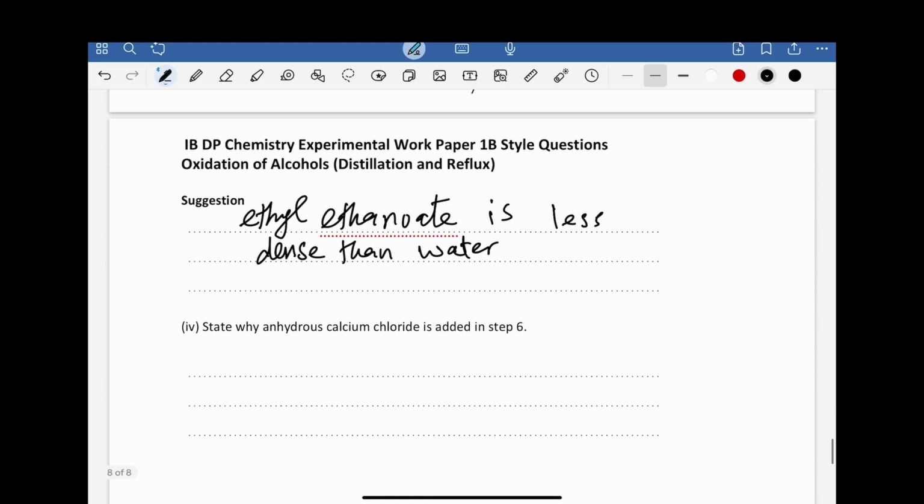4. Suggest why anhydrous calcium chloride is added in step 6. So anhydrous calcium chloride is used as a drying agent, or we can say to absorb water.